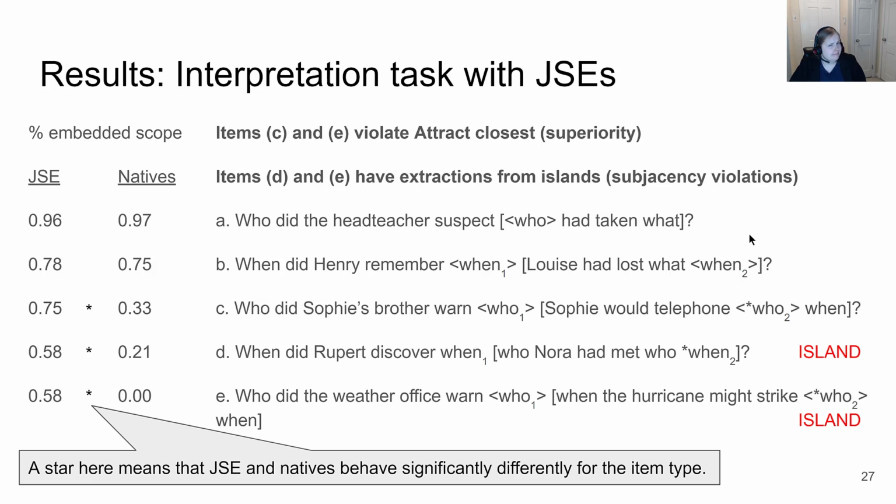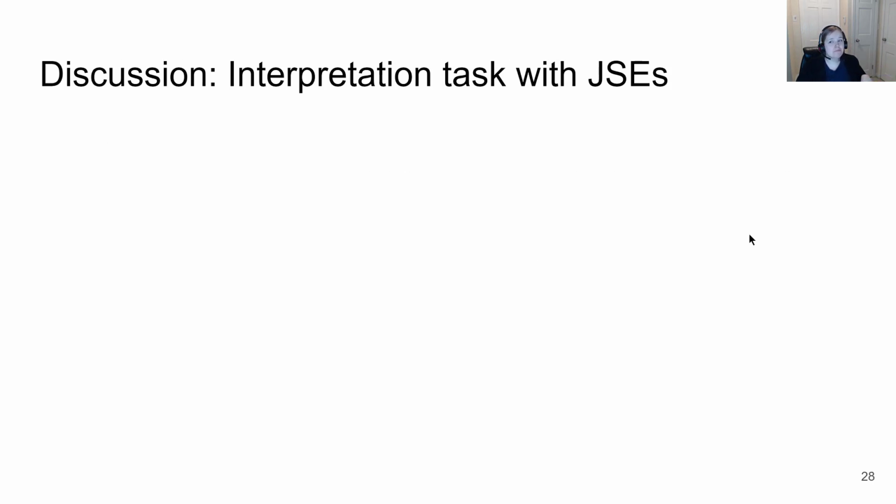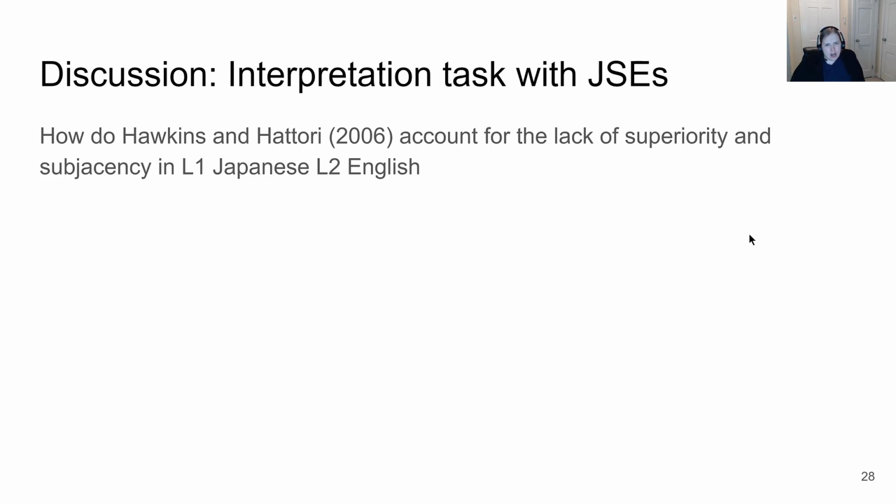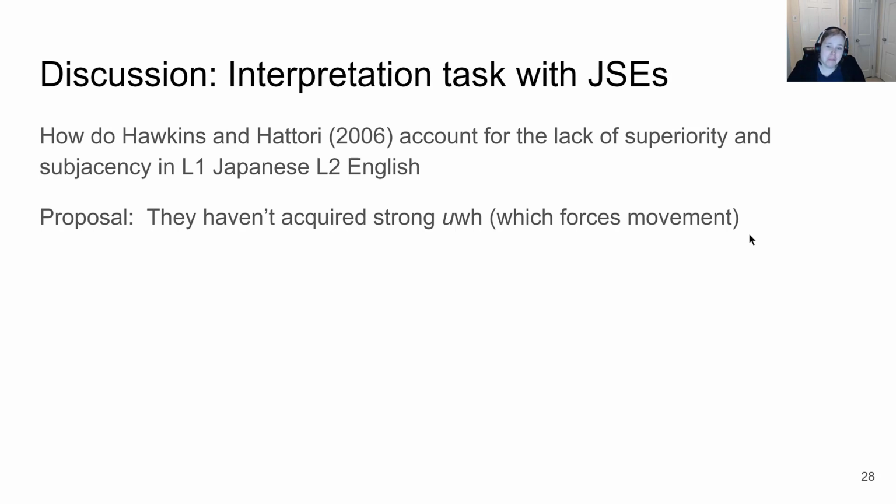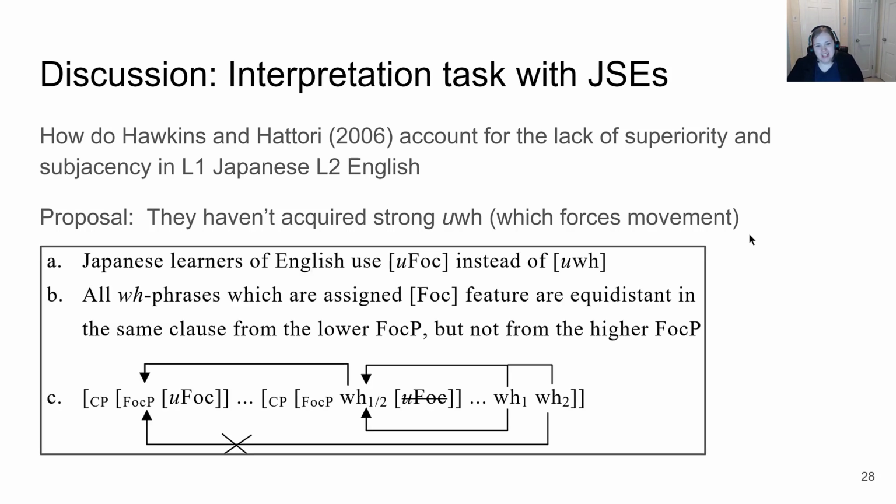So, remember, I said, if we acquire WH movement, do we get everything that comes with it? Does this mean we don't? How did Hawkins and Hattori account for this lack of superiority and subjacency in these JSEs? How are they accounting for that? And in fact, what they propose is they haven't acquired this strong WH feature, the one that forces movement. In fact, what they would say is that when you do see movement, they're actually using focus.